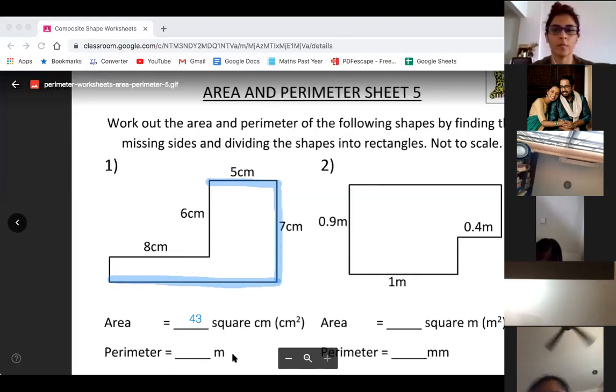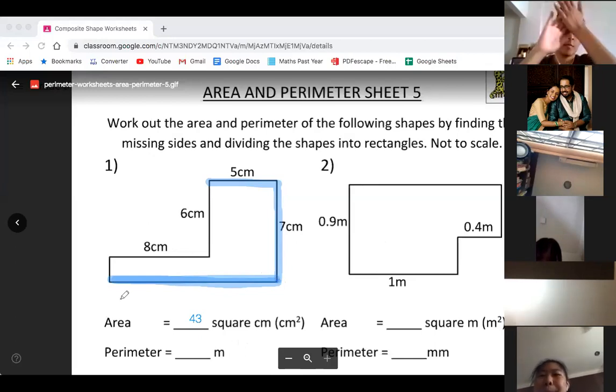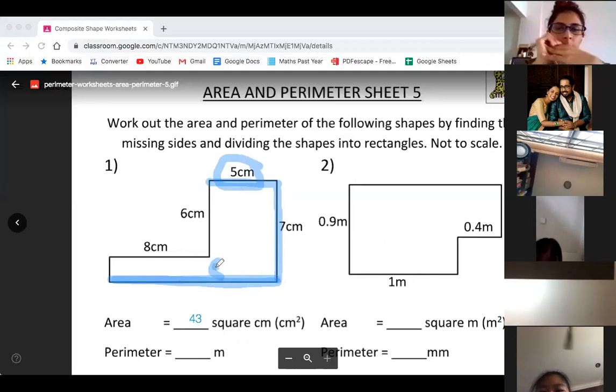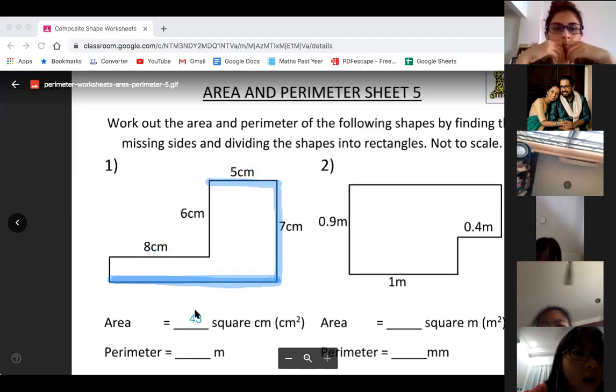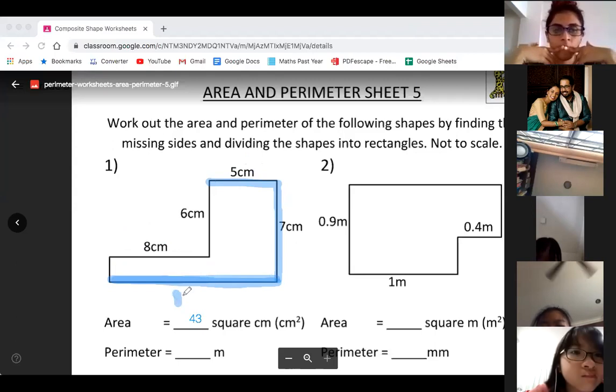Yes, okay. Joseph, what is the length that I just drew out here? 13. How do you get 13? 5 plus 8. Yeah, 5 plus 8. Okay, because the 5 cm is here, and the 8 cm is here. Okay, good. So this is 13.